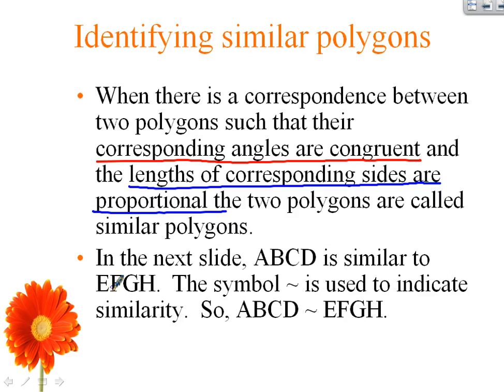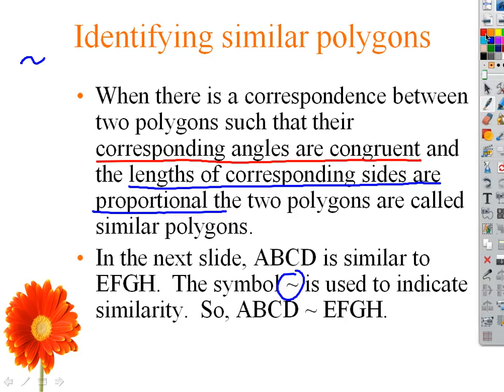Now I want you to notice the symbol that we use. Look at that symbol. It's a tilde. Where have we seen that tilde before? Above equal signs. Okay, in a congruent symbol, right? Now think of the congruent symbol as having two parts to it. The congruent symbol had the tilde on top, and it had the equals on the bottom.